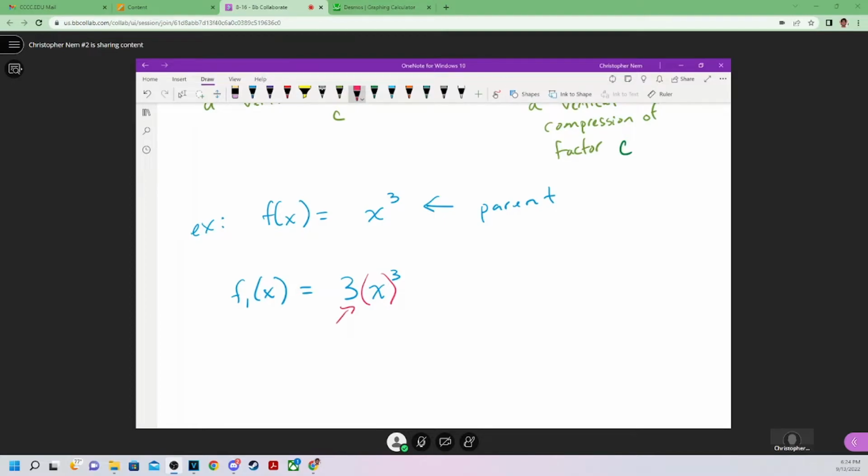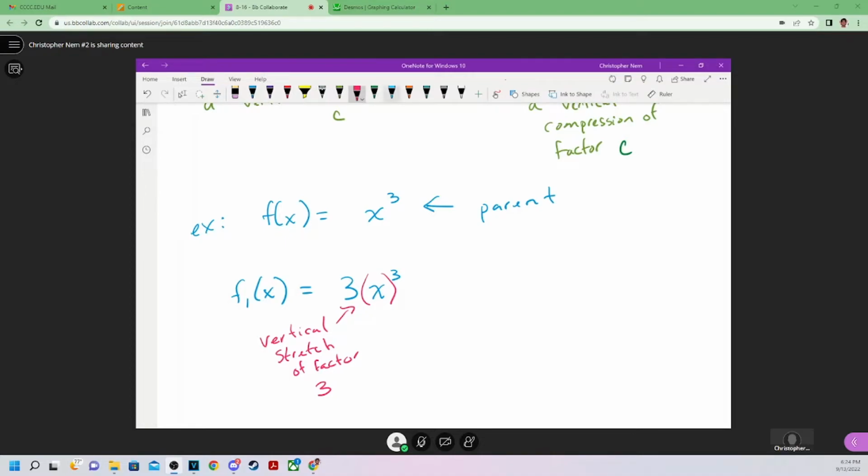3 is bigger than 1. So we say this is a vertical stretch of factor 3. It's a stretch because 3 is bigger than 1. It's a vertical transformation because it's outside of our function. It's a factor of 3.